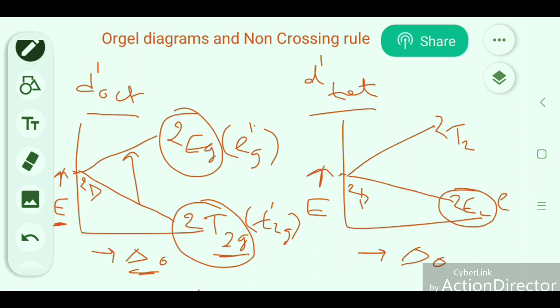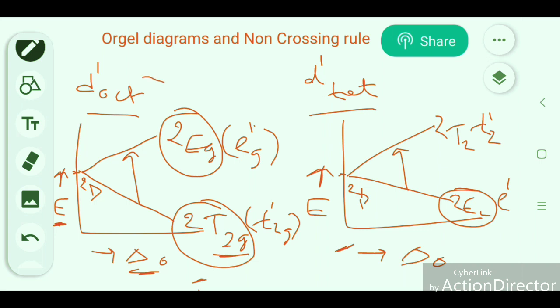The configuration is e1 and its configuration will become t2 1. Again, there is a possibility of only one transition, so it will also show one peak. So Orgel diagrams are helpful in determining the number of peaks in the spectra of transition metal complexes.